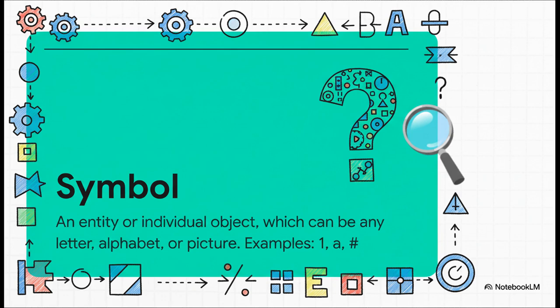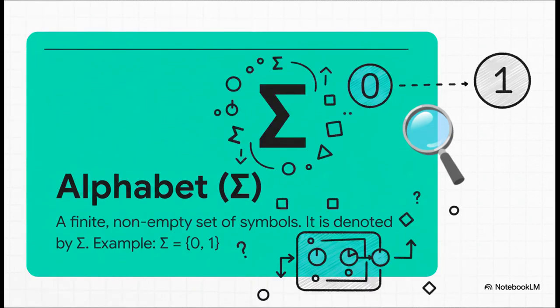It's as simple as that. Now, an alphabet, which we denote with the Greek letter sigma, is just a finite collection of those symbols. It's basically the set of all characters our machine is allowed to work with. A super common example is the binary alphabet, which is, you guessed it, just the set containing 0 and 1.